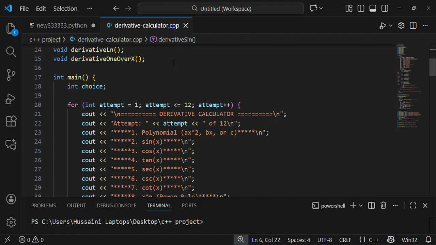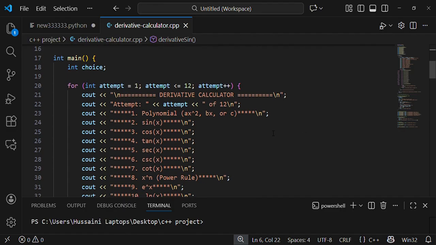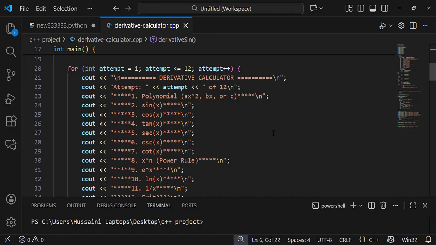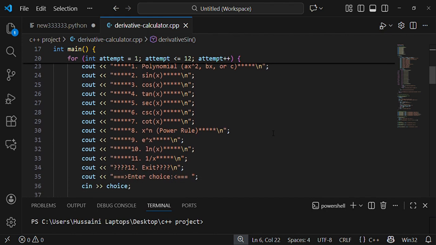Here my cout is going to start, where I give the heading of derivative calculator, in which first I cout the attempt and attempt of 12. Then, as I told you, the functions I use are polynomial, meaning quadratic equation, sine, cos, tan, sec, cosecant, and cot, and the x power n means power rule, exponential rule, logarithm rule, and 1 by x. And then if the user doesn't input any choice from 1 to 11, he or she has an option of exit and enter choice.